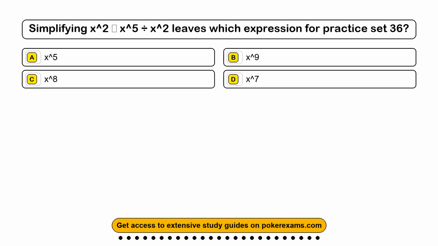Question 6. Simplifying x^2 times x^5 divided by x^2 leaves which expression for practice set 36? Option A x^5. Option B x^9. Option C x^8. Option D x^7.